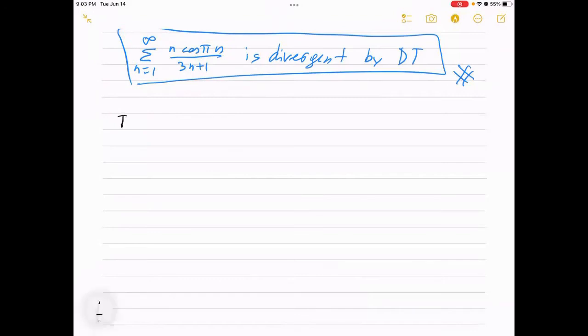Next theorem is a continuation of AST. That is the alternating series test error estimate.